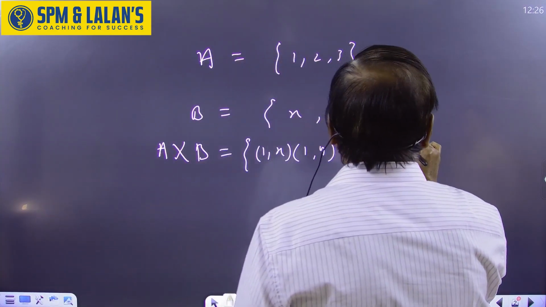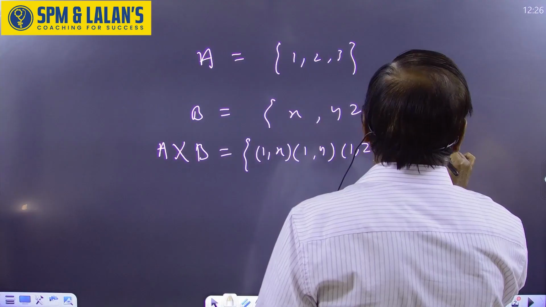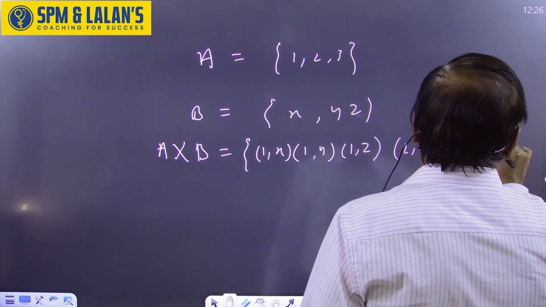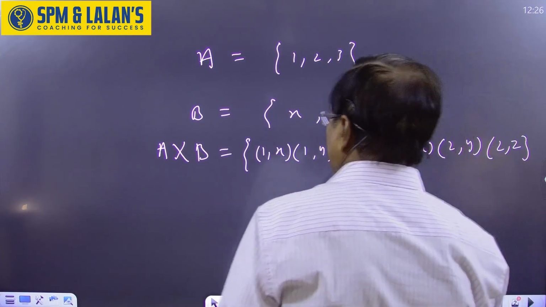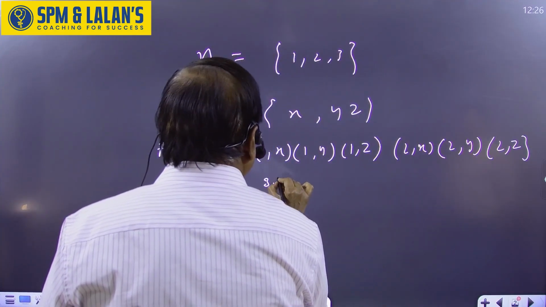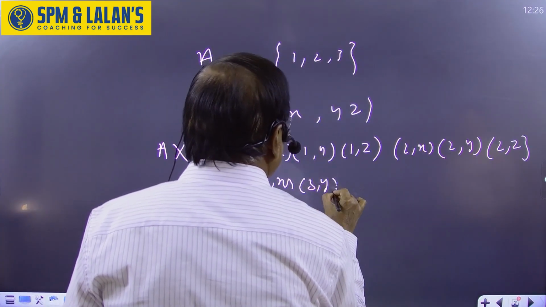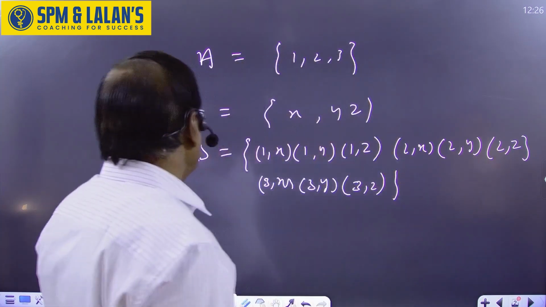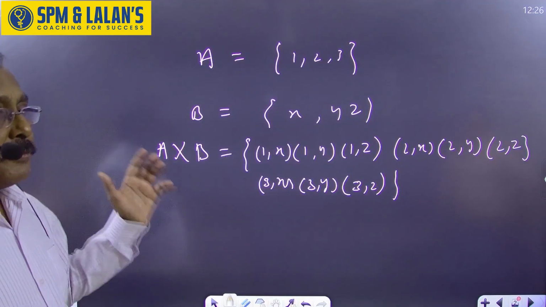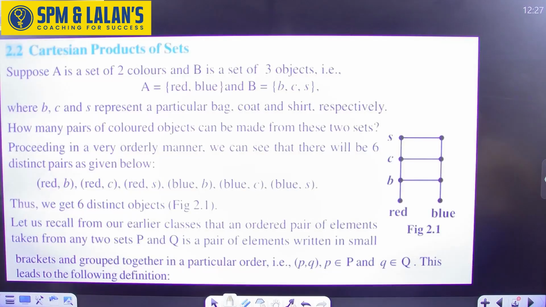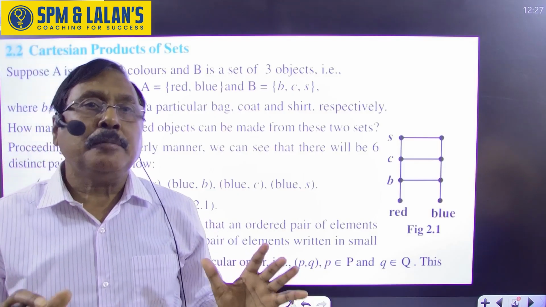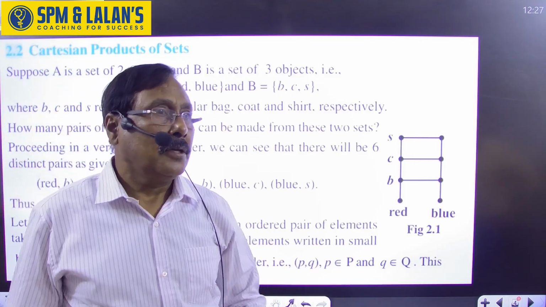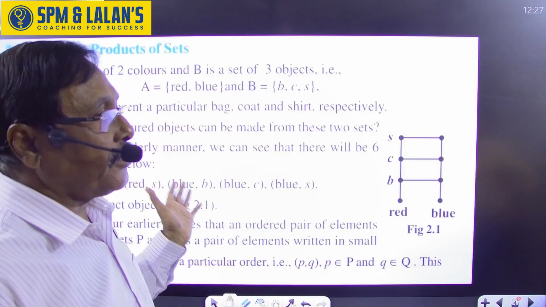Similarly, (2, X), (2, Y), (2, Z), and the third group, (3, X), (3, Y) and (3, Z). This is A cross B, the product of the two sets. This is called the Cartesian product of the two sets. I have already given you the idea of A cross B. The Cartesian product of the two sets means A cross B.